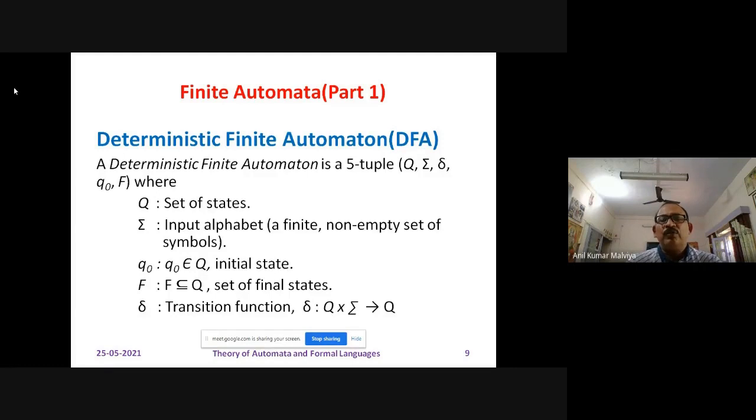It takes two arguments. One is any element of Q, and next is any element of the input alphabet, and it gives a new state. Transition function is a rule. It takes two pieces of information, state and input symbol, and gives a new state.